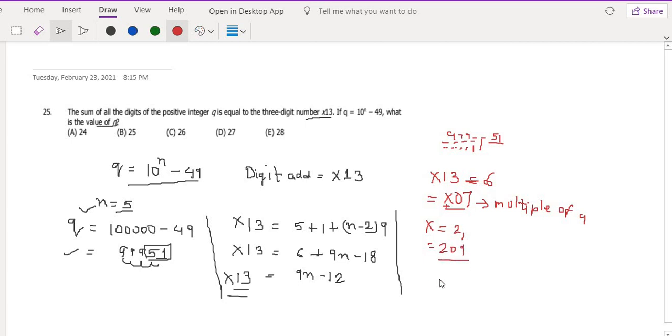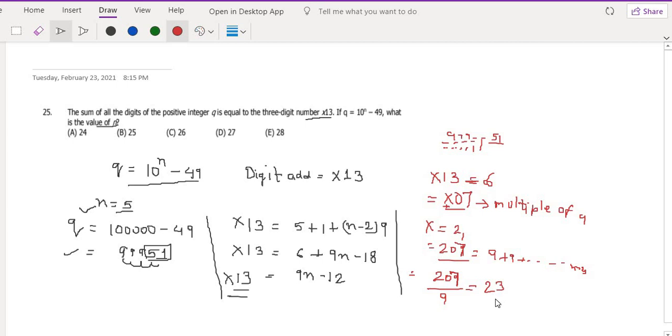Now, how many 9s are there? Because 209 is basically 9 plus 9 plus 9 up to n minus 2. So how many 9s are there in 209? If I divide it by 9, I will get how many 9s here? Oh, sorry, this is not 209. This is 207. I'm sorry. This is 207 here.